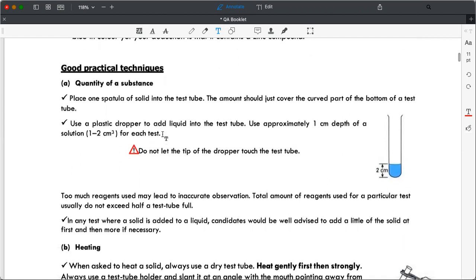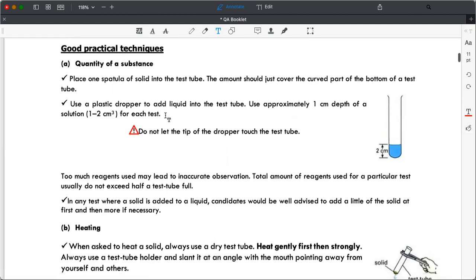Quantity of a substance. So these are some good practical techniques to take note when you carry out a practical, like just place 1 spatula of solid into the test tube. The amount should just cover the curved part of the bottom of the test tube. Meaning it should not be too much. Because if you have too much, then you may require more reagent to react with this solid. And you may not get the expected result because your test tube has a limited capacity. So if you have too much of it, there's not enough reagent to react with the solid to give you the desired results.